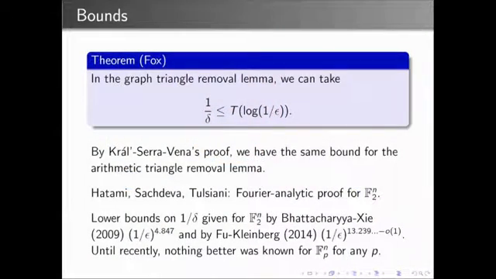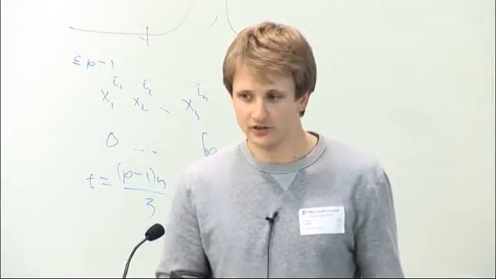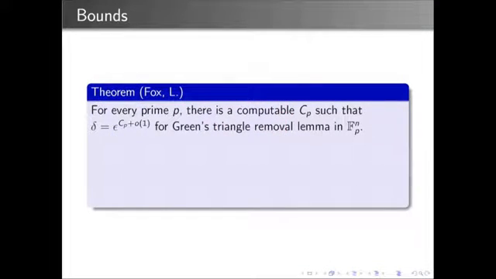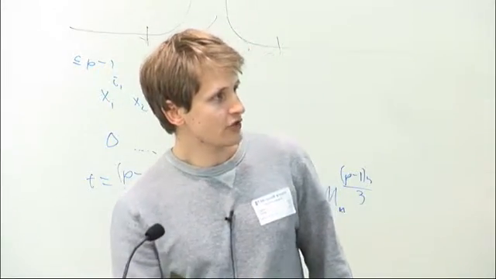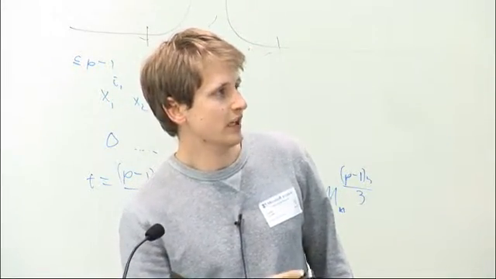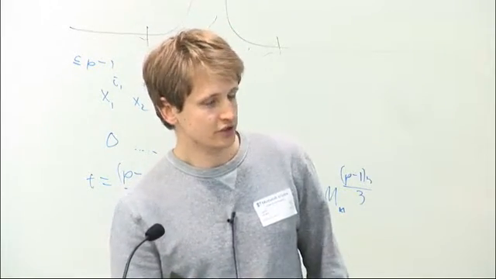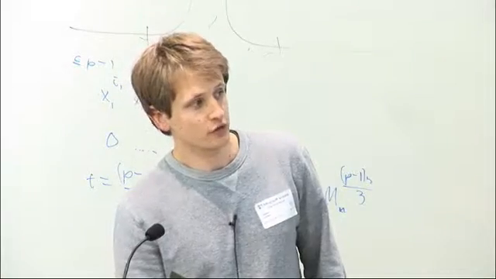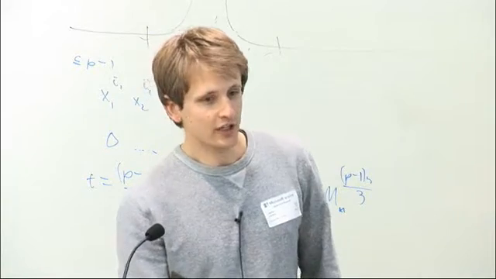But until recently, nothing better was known, even for the specific case of F_p^n. So using the Ellenberg-Gijswijt results, with my advisor, we can prove a polynomial bound on this for Green's triangle removal lemma if we fix p. So for p equals 2, we get a number C_2 = 1 + 1/(5/3 − log 2, 3). And this is the same number that I had on the previous page.